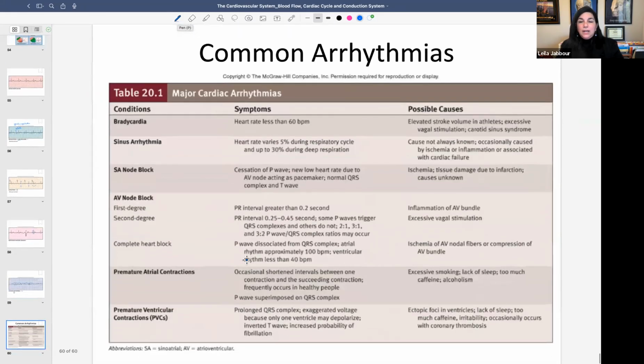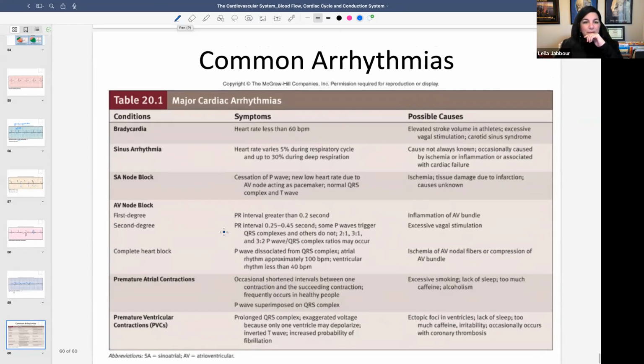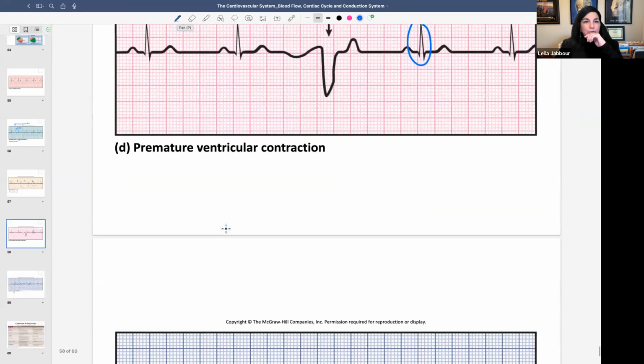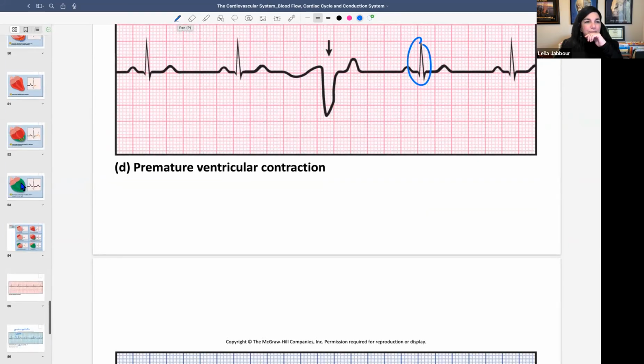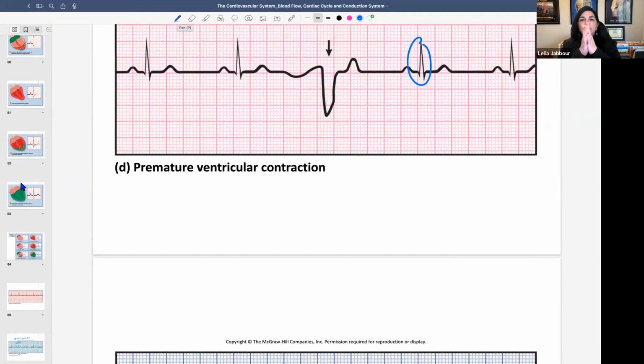So I included here as a last slide some common arrhythmias, even though this chapter is more about normal EKGs, but I thought this would be interesting for you to have. And I know this will be mentioned in other places. Yes, so I'm going to stop here. In conclusion, I'm going to stop sharing here.